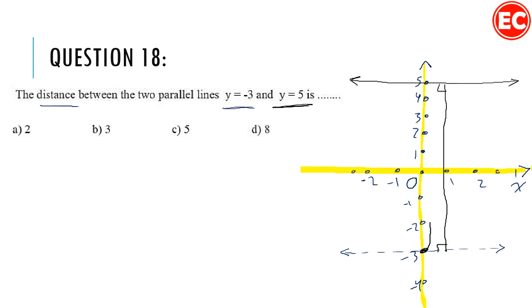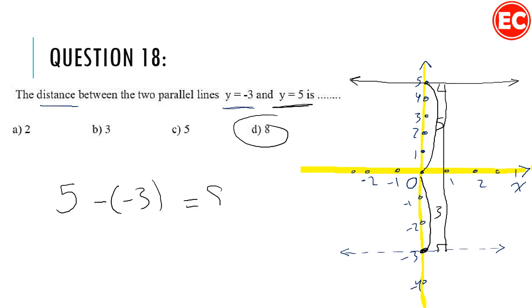From negative 3 to 0, the distance is 3. And from 0 to 5, the distance is 5. So from 5 to negative 3, the whole distance is 8. Something else, you can do 5 minus negative 3, which is equal to 8. So don't forget that y is equal to negative 3 is always a horizontal line. A horizontal line.